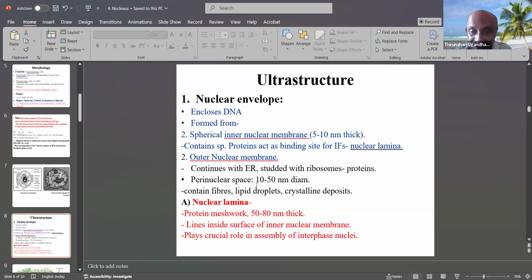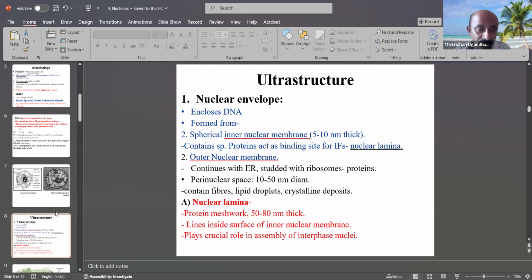The perinuclear space is 10 to 15 nanometers in diameter. It contains fibrous lipids, also called droplets, crystallines or deposits. Then there is also the nuclear lamina. What is the meaning of the nuclear lamina? The nuclear envelope has outer nuclear membranes and inner nuclear membranes. Inside is the nuclear lamina. It is a protein meshwork 50 to 80 nanometers thick that lines the inside surface of the inner nuclear membrane. It plays a crucial role in the assembly of the interface of the nucleus.